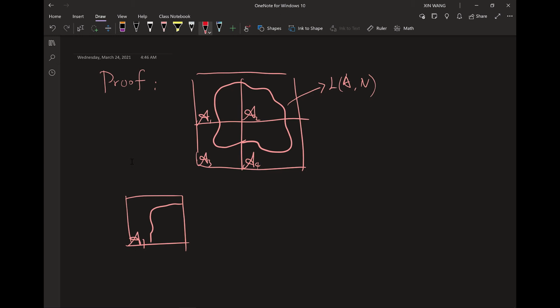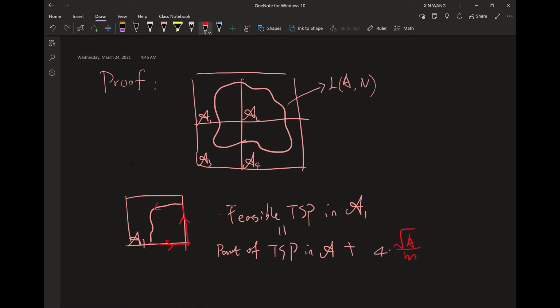Then we can create a small TSP tour within this area, and this TSP tour is feasible within this sub-area. You can see this is feasible in A1. This feasible tour has two parts: one is a part of the original big TSP tour, and we also add some edges to create the sub-tour within this area. We can easily show that this is smaller than 4 edges. So this gives us a feasible TSP tour, so it will be greater than or equal to the optimum TSP tour.